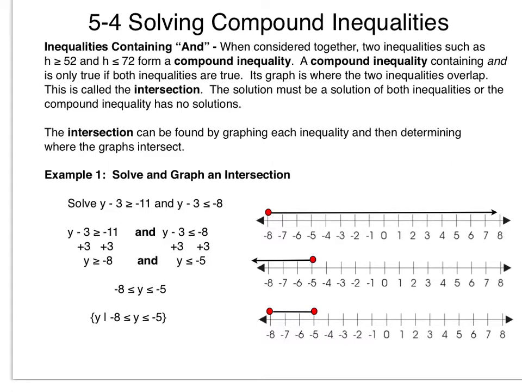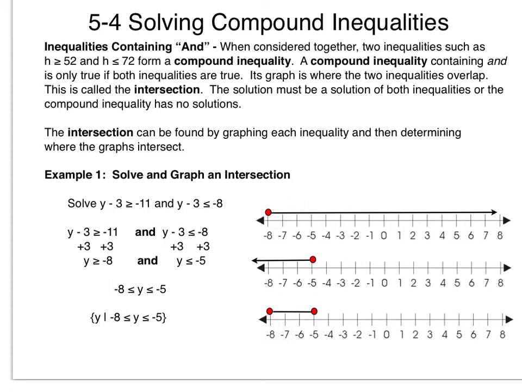Now this sounds a lot harder than it actually is. All of you are able to solve inequalities easily, and once they're solved, what you need to do then is just graph all of them and then just determine where the two intersect. And this is the case only in the "and" compound inequalities. In example 1, we'll solve and graph an intersection.